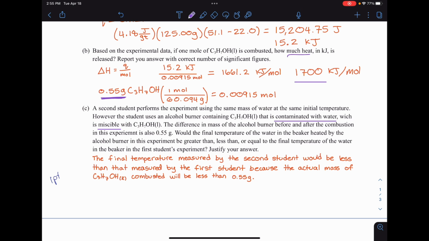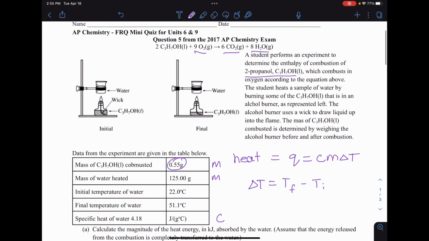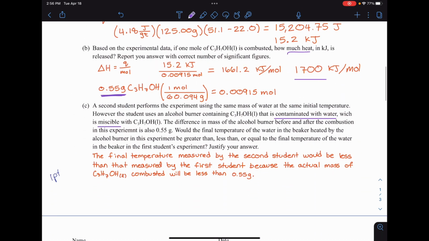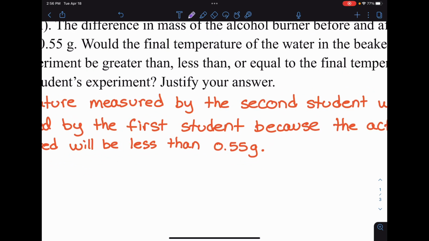So it's saying that the difference of the alcohol burner is still only 0.55 grams of difference. So it would look like we combusted the same amount of propanol, but is the temperature of the water in the beaker, though, not the contaminated water, but the water in the beaker, is that going to have a higher temperature or lower temperature? And the answer would be the final temperature would be less than that measured by the first student because the actual mass of the propanol that was combusted and actually doing the releasing of the heat is less than 0.55. So imagine that instead of being 0.55 pure propanol, you maybe have only 0.45 grams of propanol and the 0.1 grams of water.